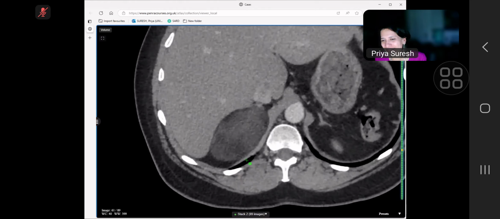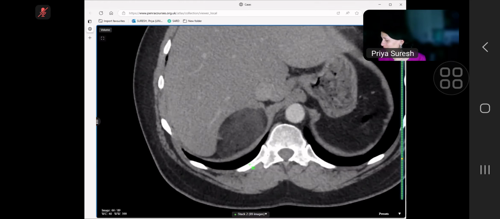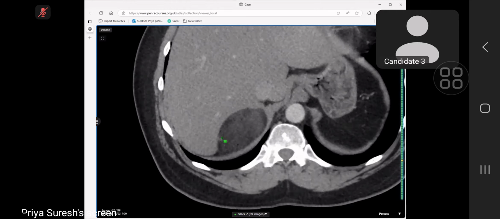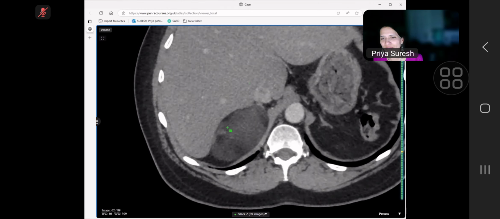So it's just a blood, it's not a nodule. So the answer is still what you said, and it is still an adrenal myelolipoma. That's just like a vessel, see. So well done for getting that myelolipoma.